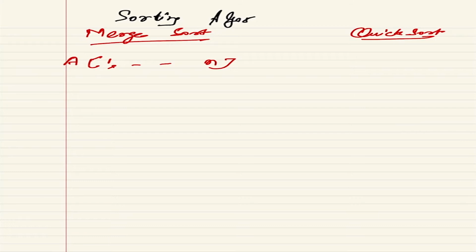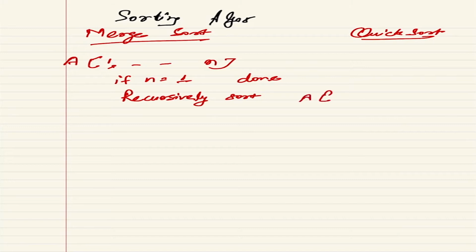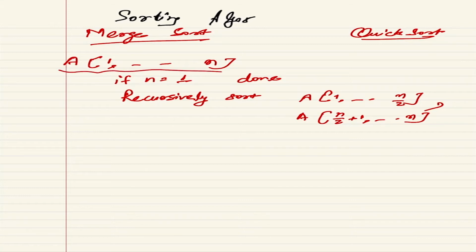So now what is the algorithm? If n is 1, you are done with the base case. Otherwise, you recursively sort A[1 to n/2] and A[n/2 + 1 to n]. So you're sorting these two. You are taking your original problem of instance size n, divided into problems of smaller instance sizes, n/2, n/2. Now you recursively sort.